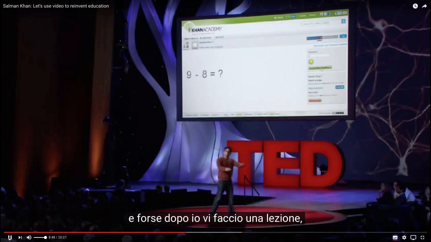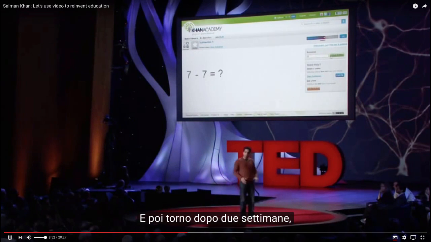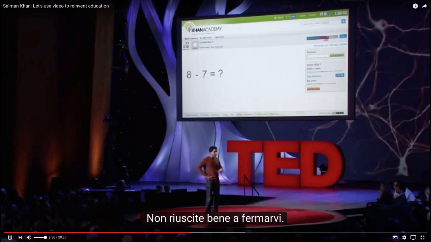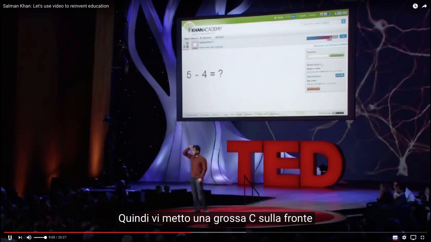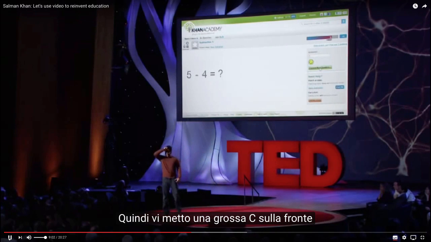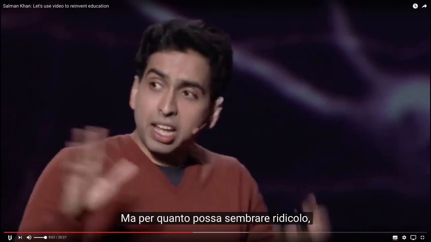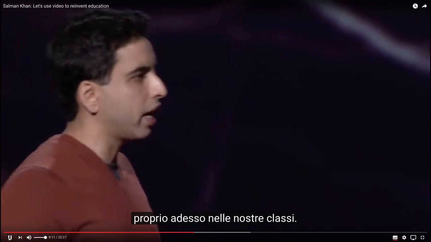And I give you a bicycle, maybe I give you a lecture ahead of time, and I give you that bicycle for 2 weeks, and then I come back after 2 weeks, and I say, well, let's see, you're having trouble taking left turns, you can't quite stop. You're an 80% bicyclist. So I put a big C stamp on your forehead, and then I say, here's a unicycle. But as ridiculous as that sounds, that's exactly what's happening in our classrooms right now.